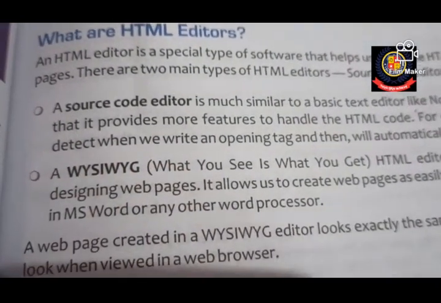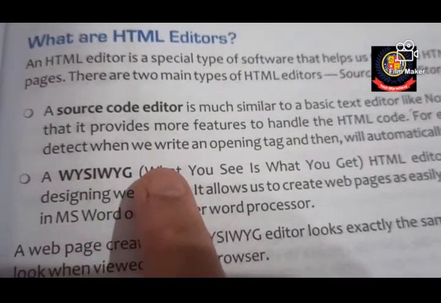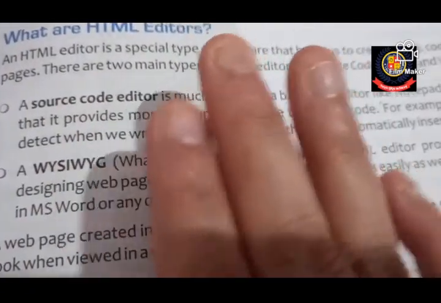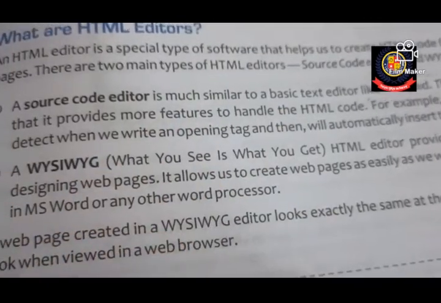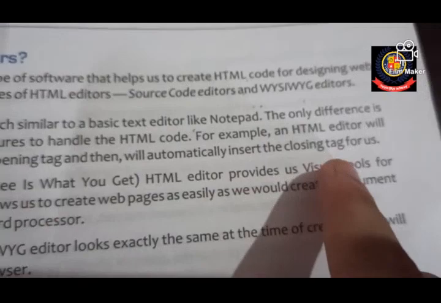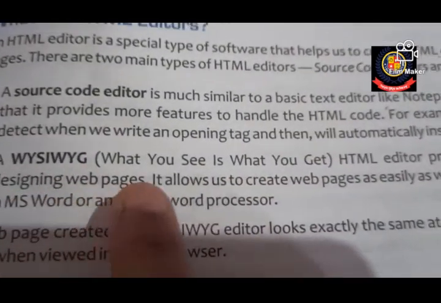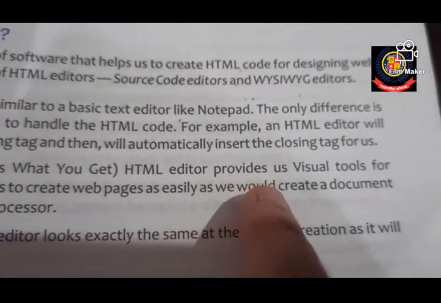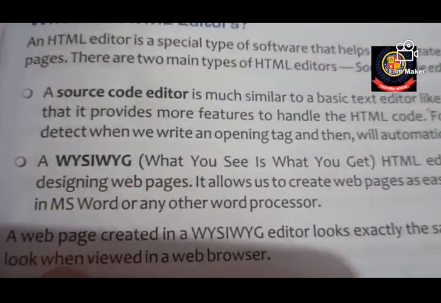Then comes the next one, that is WYSIWYG, which means what you see is what you get. The way you are seeing the document online, the same is what you are getting. A WYSIWYG HTML editor provides us visual tools for designing web pages. It allows us to create web pages as easily as we would create a document in MS Word or any other word processor.